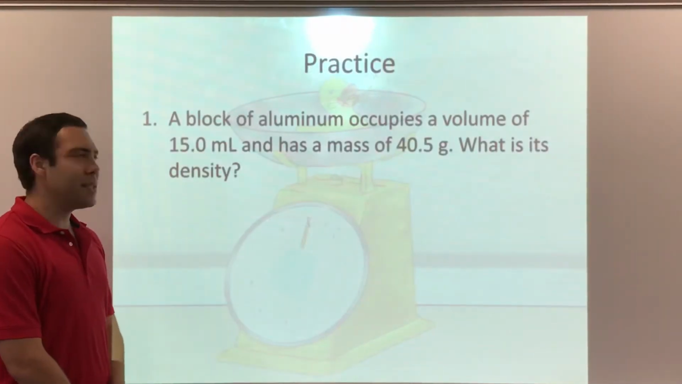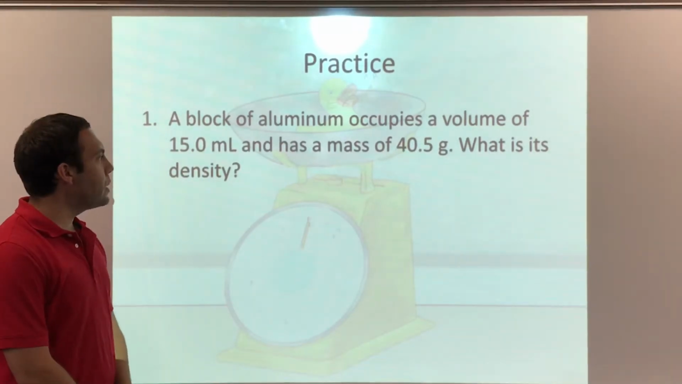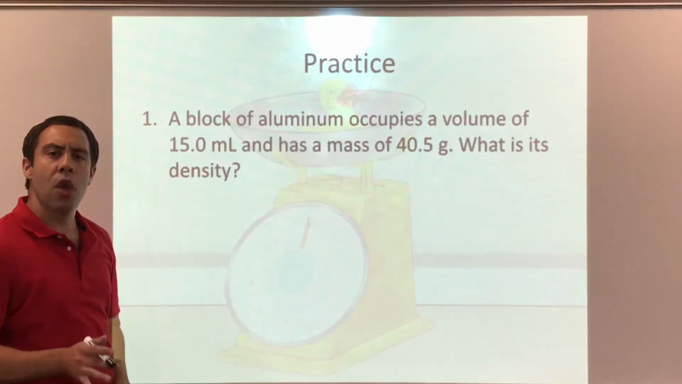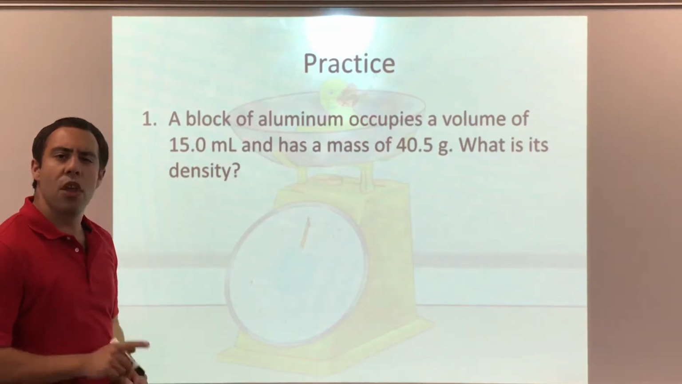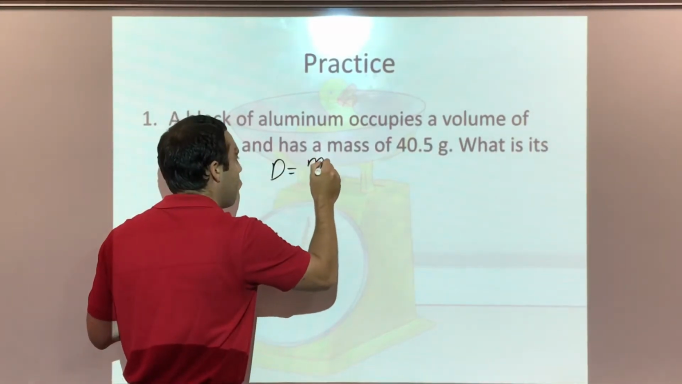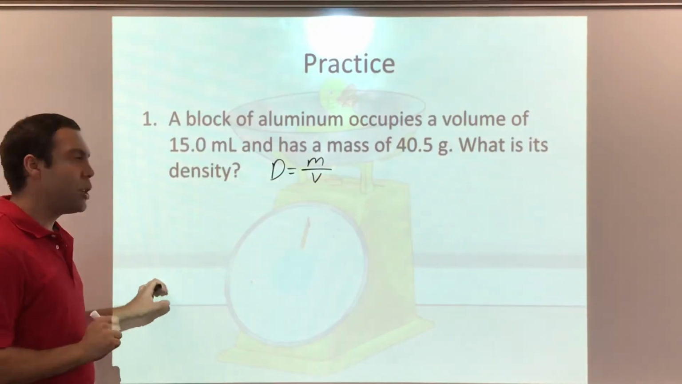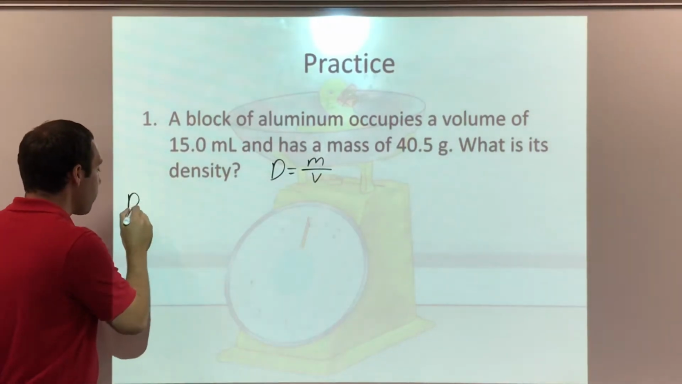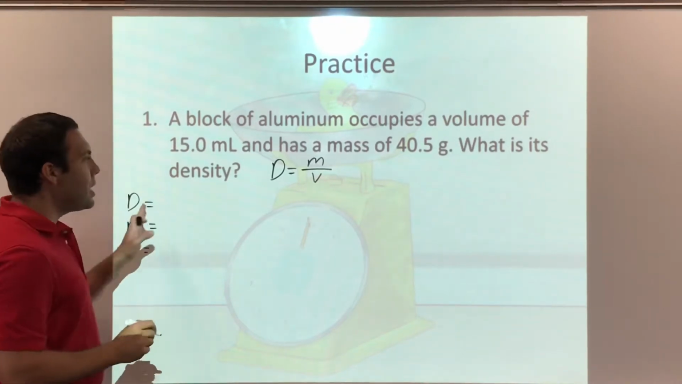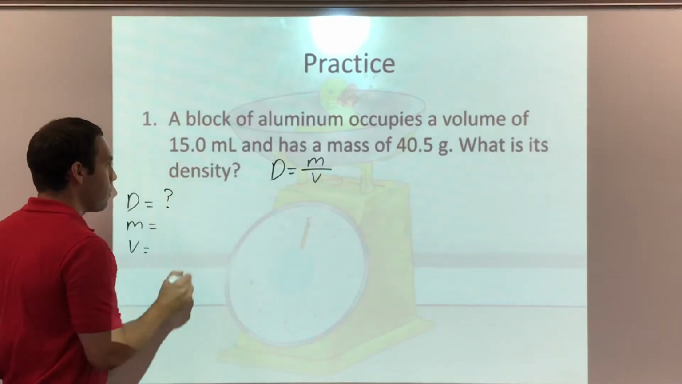Practice problem number 1 states, a block of aluminum occupies a volume of 15.0 milliliters and has a mass of 40.5 grams. What is its density? The first thing we do is we write our formula. D equals M over V. The second thing we do is we write our known and unknown values. D equals, well, that's what we're trying to find. So we're going to put a question mark there.